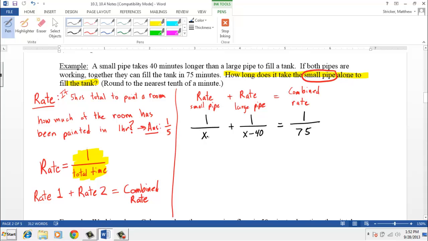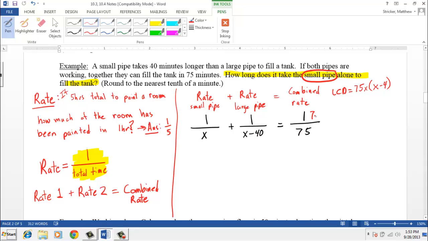It's 40 minutes less time than the small pipe. And so this is our equation. It's 1 over time plus 1 over time equals 1 over total time. And we now know how to solve something like this. We want to get rid of the denominator. And our LCD for this problem is going to have to include all three denominators. It's going to need a 75, and it's going to need an x, and it's going to need an x minus 40, because we need all three different denominators to get rid of these three different denominators.